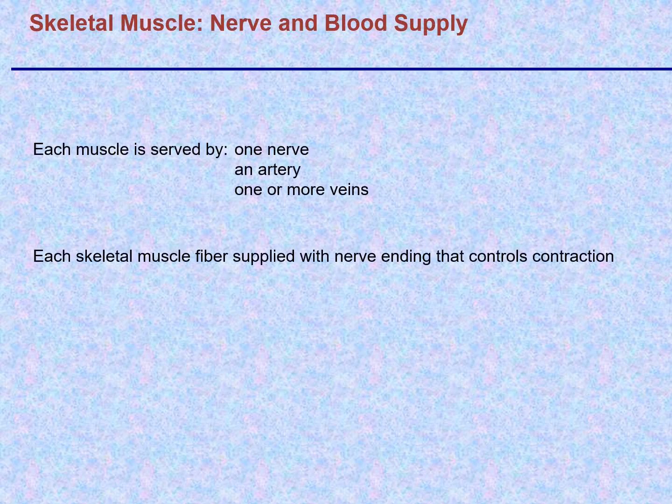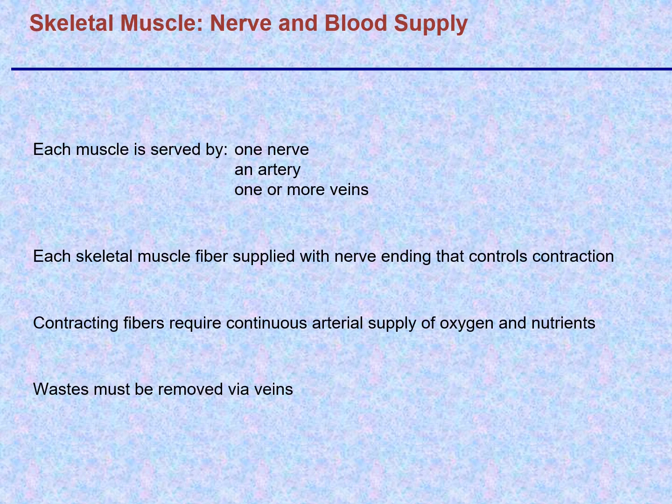The nerve and blood supply is very characteristic. Each muscle is served by one nerve entering into it, bringing in motor neuron commands and carrying outwards sensory nerve commands. It is supplied with arterial blood by one artery, which branches out to smaller arteries then arterioles, and it is drained of blood by one or more veins.